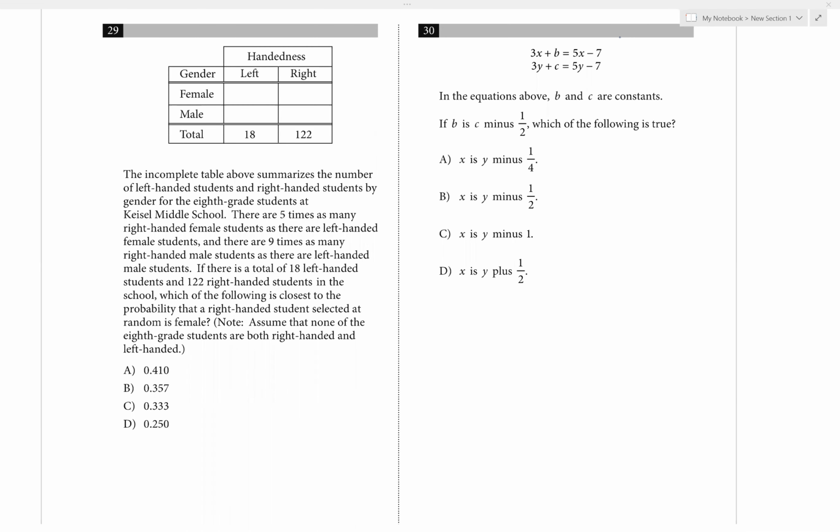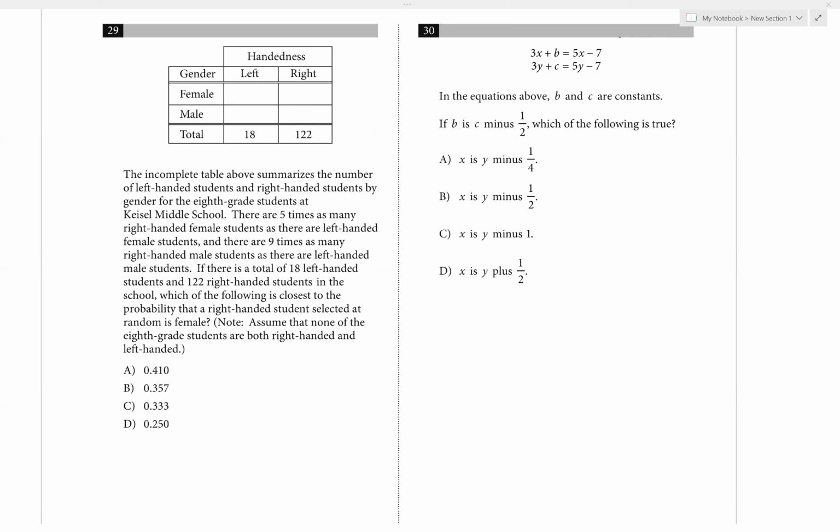All right, question 29. The incomplete table above summarizes the number of left-handed students and right-handed students by gender for the 8th grade students at Kiesel Middle School. There are 5 times as many right-handed female students as there are left-handed female students, and there are 9 times as many right-handed male students as there are left-handed male students.